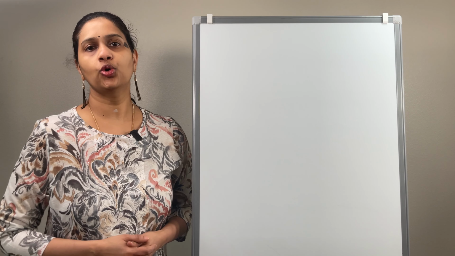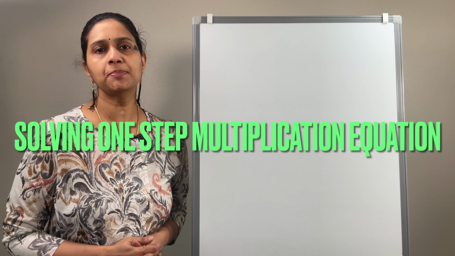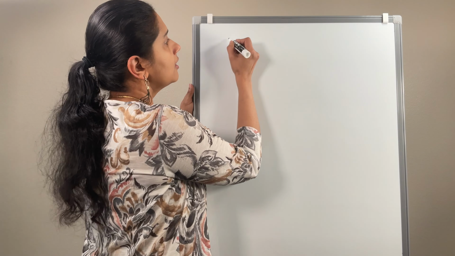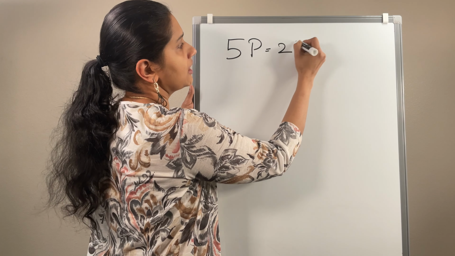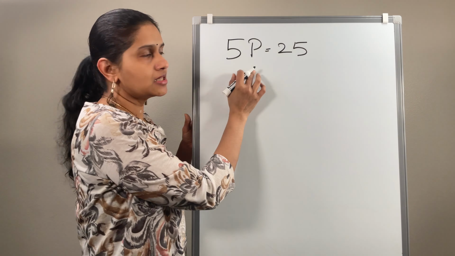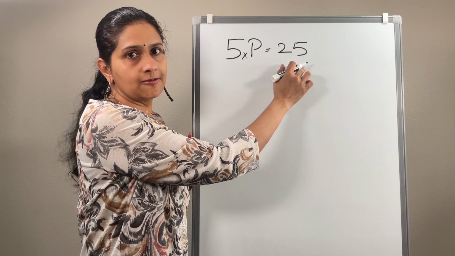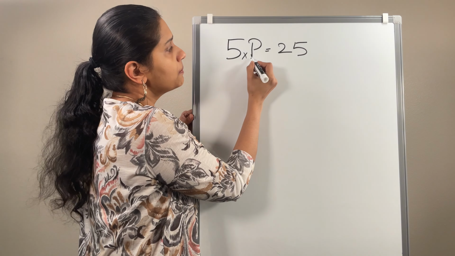In today's video, we are going to discuss solving one-step multiplication equations. Consider the example 5p = 25. 5p means 5 times p, that is equal to 25. To solve this, the first step is to isolate the variable p.